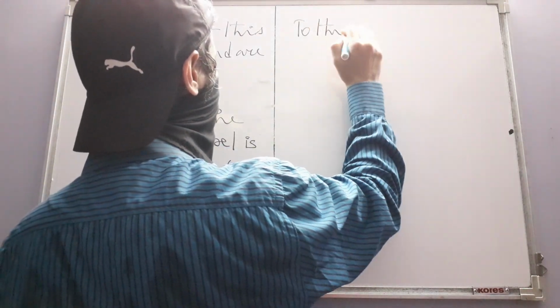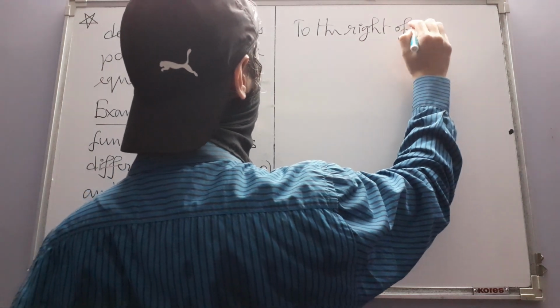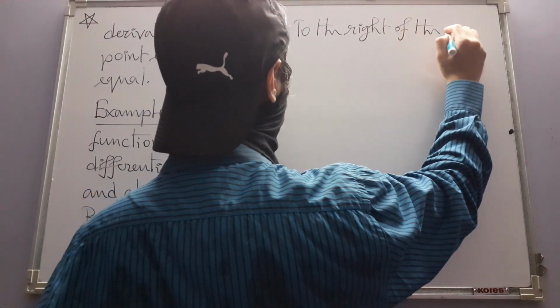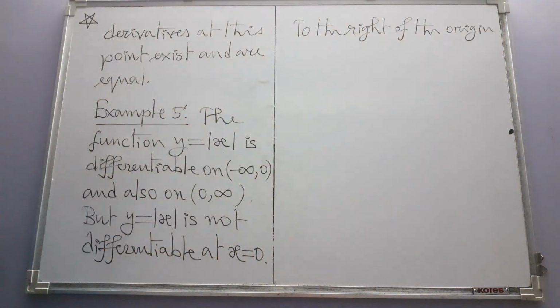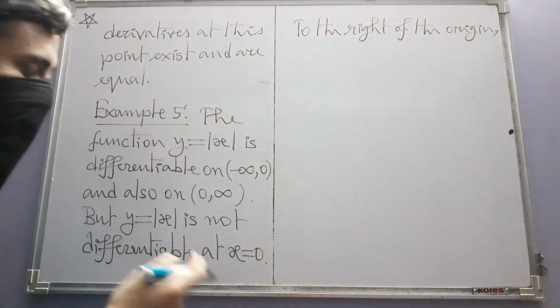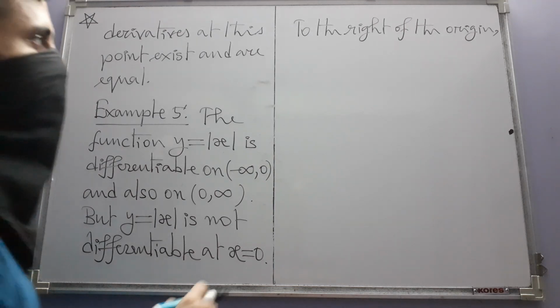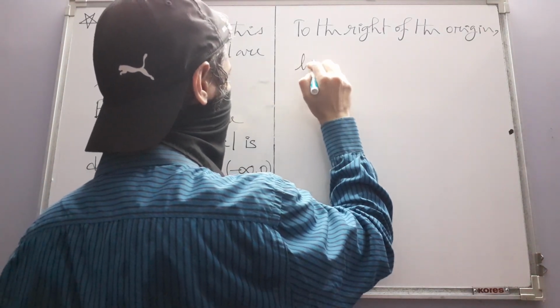To the right of the origin, and by origin of course the authors mean x equal to 0. To the right of the origin, all our x values are positive. So we have this.